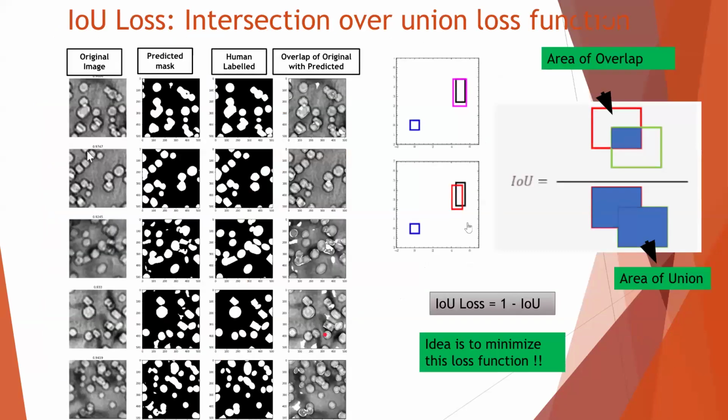Now, let us look at what happens next. This was the original image that we had. This was what my students gave me, labeled. And then this is the predicted mask. And here is the overlapping.